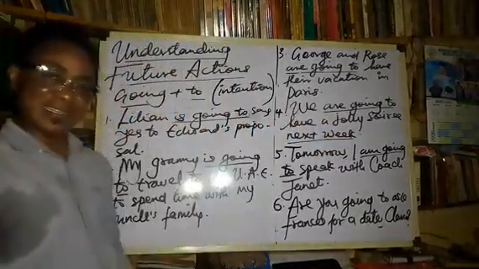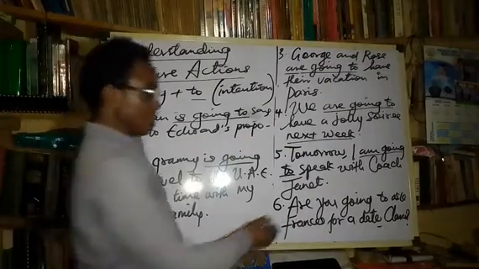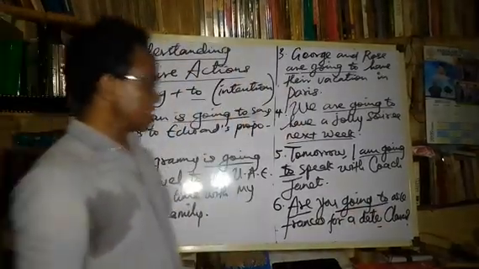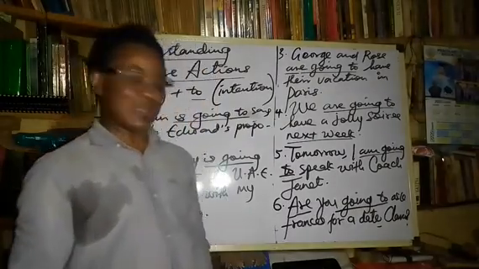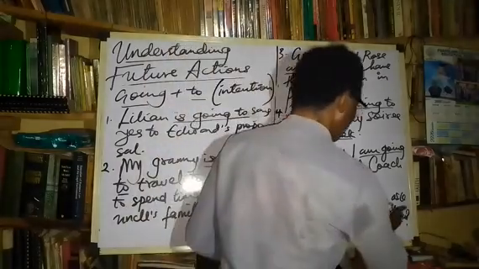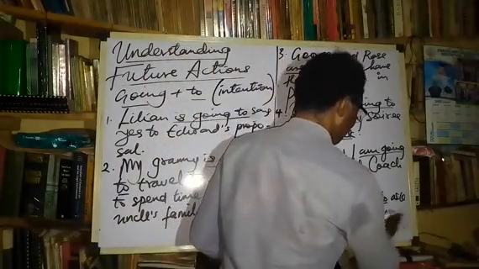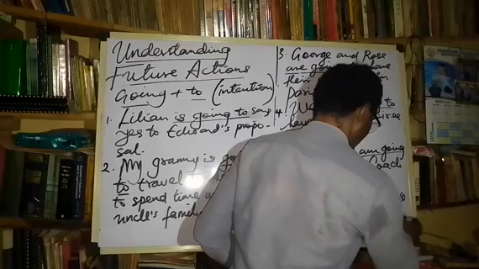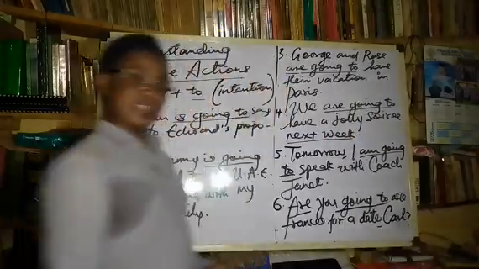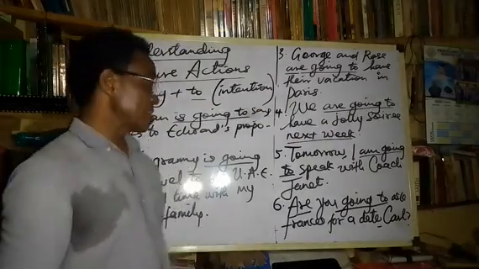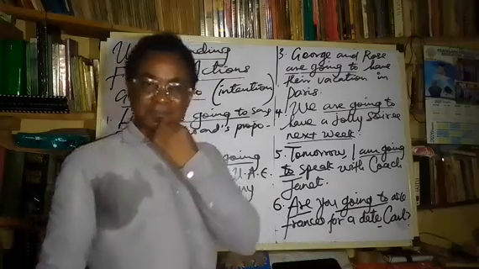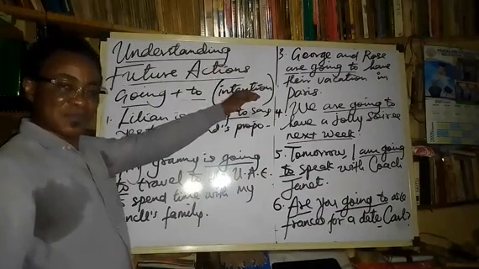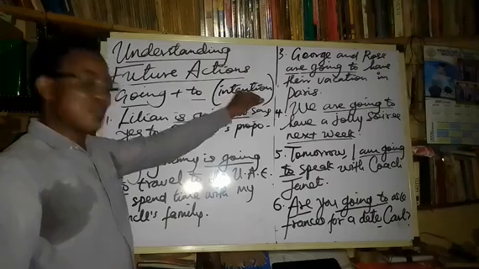Sentence 6 is a question, but it is still in the future. Going to. It says, are you going to ask Frances for a date, Carl? The name is Carl. So someone is asking Carl whether he has the intention, a future intention, to ask Frances for a date.